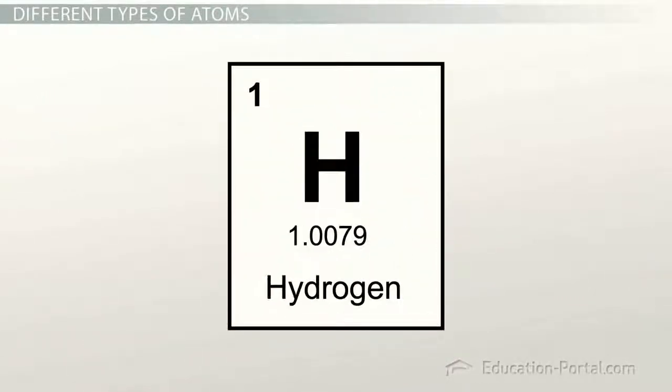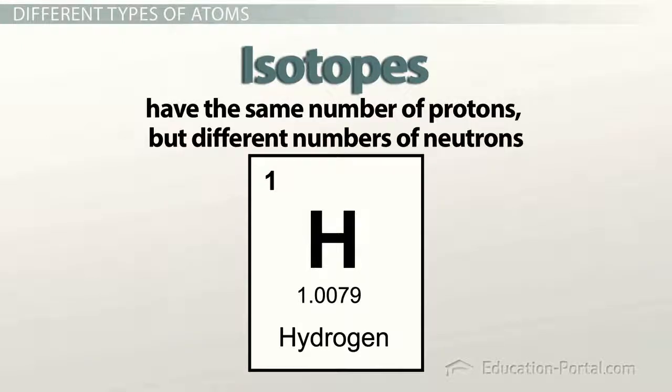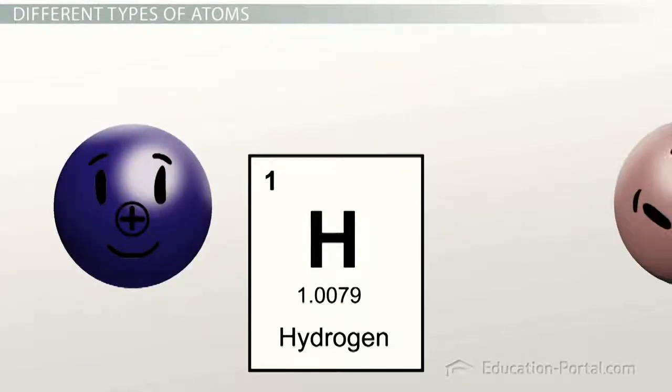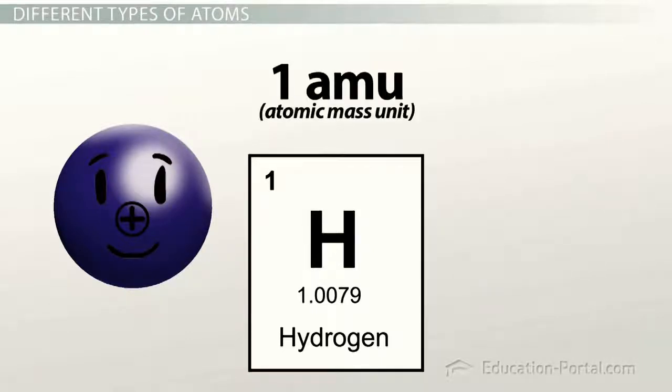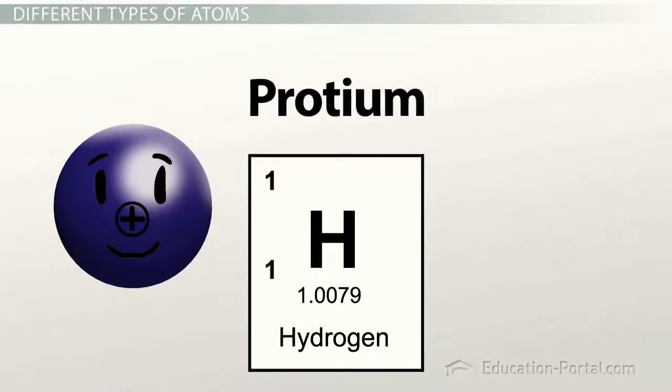We're going to use hydrogen as our example. Hydrogen has 3 major isotopes. Remember that isotopes have the same number of protons, but different numbers of neutrons. The most common isotope of hydrogen has only 1 proton and 0 neutrons. If both protons and neutrons have a mass of about 1 AMU, atomic mass unit, the mass of this atom would be about 1 AMU, just the mass of the proton. This isotope of hydrogen has a special name, protium, and it makes up over 99.98% of all hydrogen atoms.